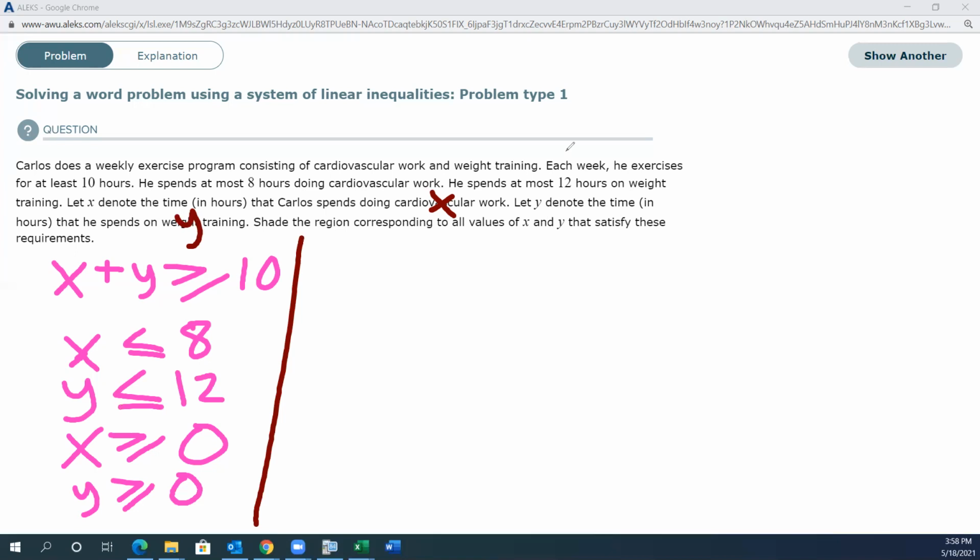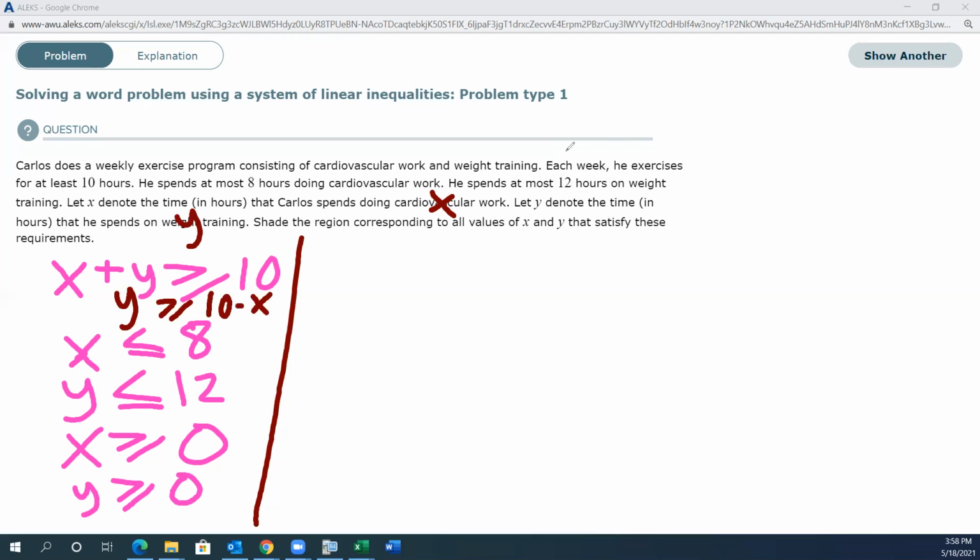So what we're supposed to do is shade in the solution set. So we just shade all 5 of them in. Now, first of all, on these last 4, there's only 1 variable each, and the variable is isolated. So that's good. They're all ready to roll for graphing. But on the first one, both variables are on the same side. So if I subtract x from both sides, I get y is greater than or equal to 10 minus x.